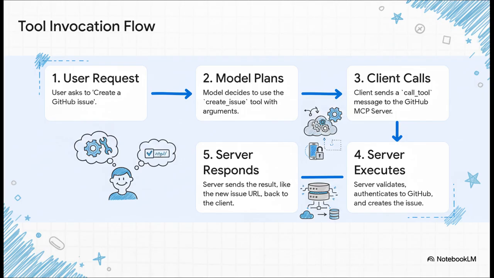server. Then the server, and only the server, uses its secret GitHub token, makes the API call, and sends back the result, like the URL of the new issue. Simple, clean, and totally secure.